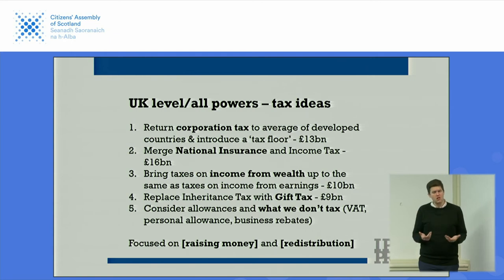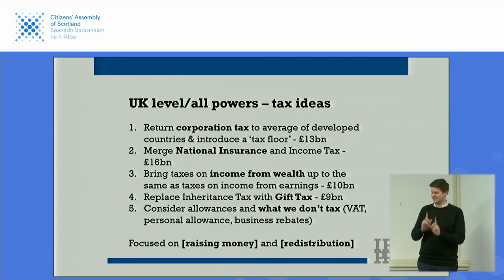And for us, we'd replace the inheritance tax with a lifetime gift tax. So rather than charging people at the point at which their estate is distributed, instead you would charge the recipients on the basis of gifts that they're given. So we would suggest over £125,000. Now, crucially, as well as what we tax, we should also think about what we don't tax.